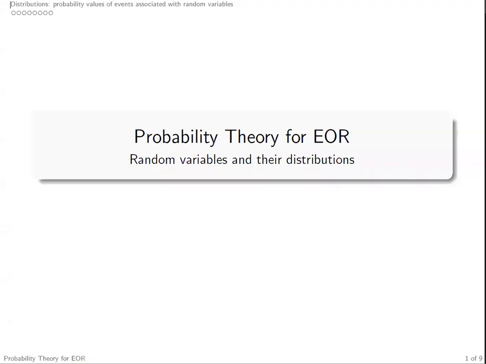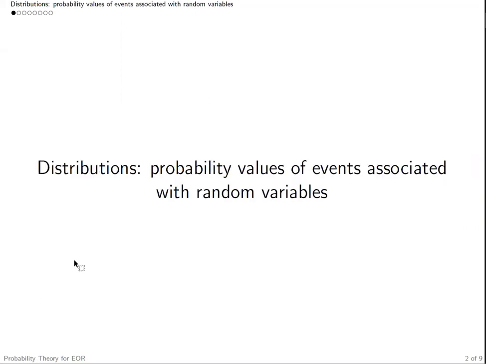This video is about random variables and their distributions. We say we know the distribution of a given random variable if we know all probability values associated with the random events generated by this random variable. So essentially, to specify a distribution of a random variable, we need to specify all probability values of all the events generated by a random variable.